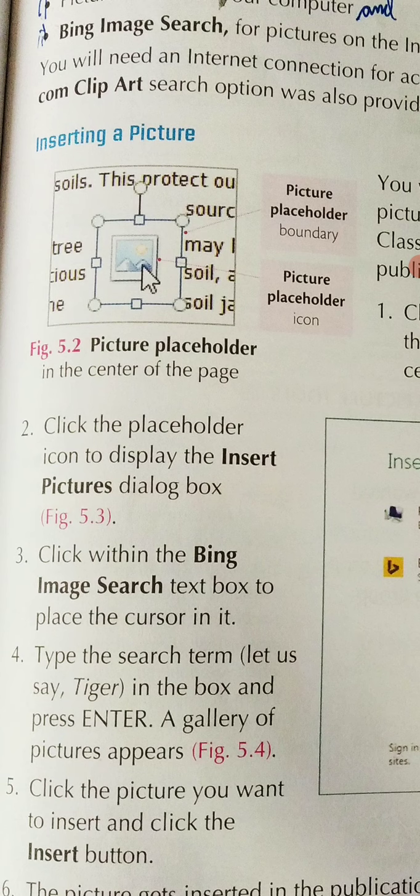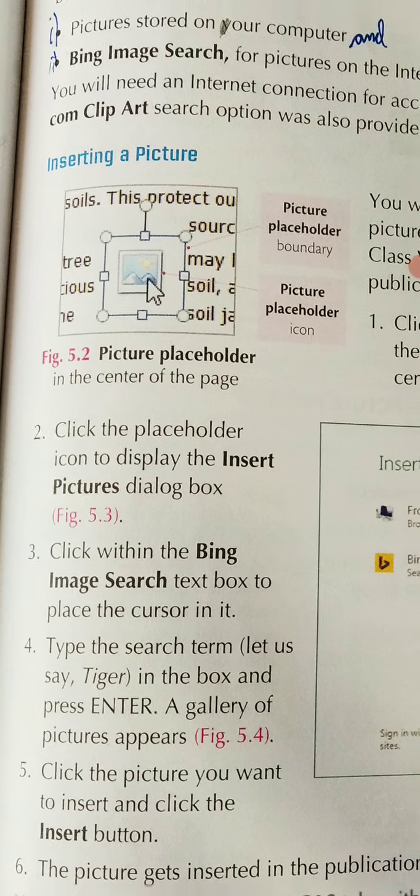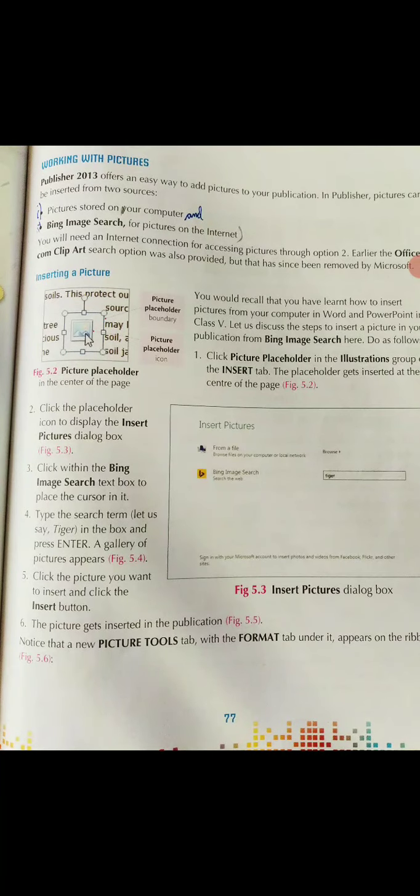Which means when you are clicking at the center of the picture, you will find in the 4 corners of the picture there are 4 circles, which help us to increase or decrease the size of a picture. Clear? Step 1 is clear to everyone.